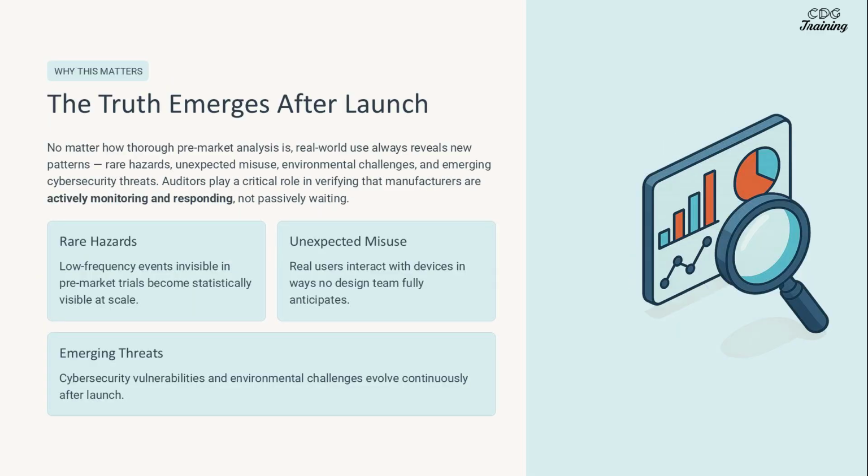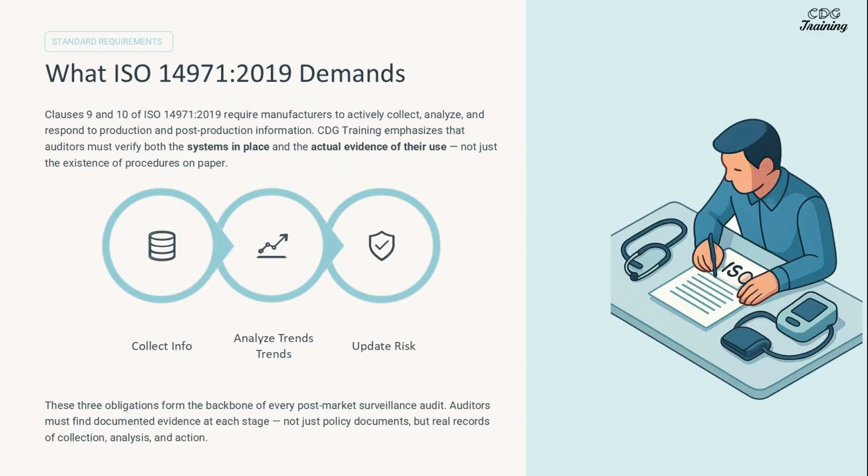Real-world use reveals new patterns and risks, from rare hazards to unexpected misuse and emerging threats. Auditors play a key role in ensuring manufacturers actively monitor and respond. ISO 14971-2019 requires manufacturers to collect, analyze, and respond to production and post-production information. Auditors must verify systems in place and evidence of their use, beyond just paperwork.